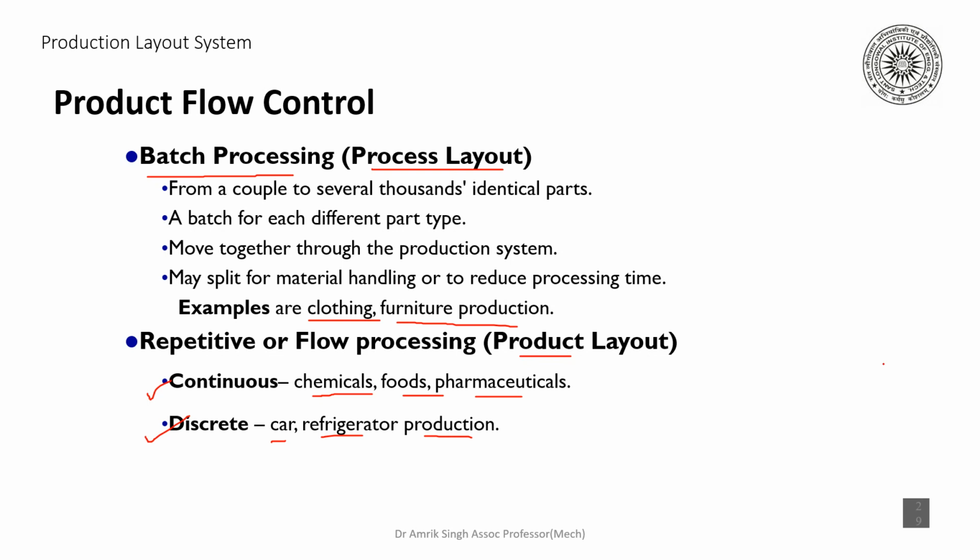So I think you must have made some idea. To summarize, we have studied the different types of layouts, that is the fixed type of layout, the process type of layout, the product type of layout, and the combination. In the combination, we have tried to understand the cellular manufacturing system, and the special type of layout, we have tried to understand the JIT production. So any questions from the class?